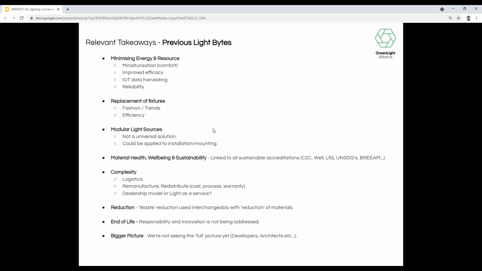It seems that material health, well-being, and sustainability are inextricably linked from all sustainability accreditations and conversations, whether it's WELL or UN SDGs or BREEAM. And we have to accept that when we're talking about the circular economy, this is actually a bolt on to these things. We can't look at circular economy in isolation to well-being or sustainability or energy reduction. It just doesn't work, and that's part of the reason why it's such a tricky conversation.